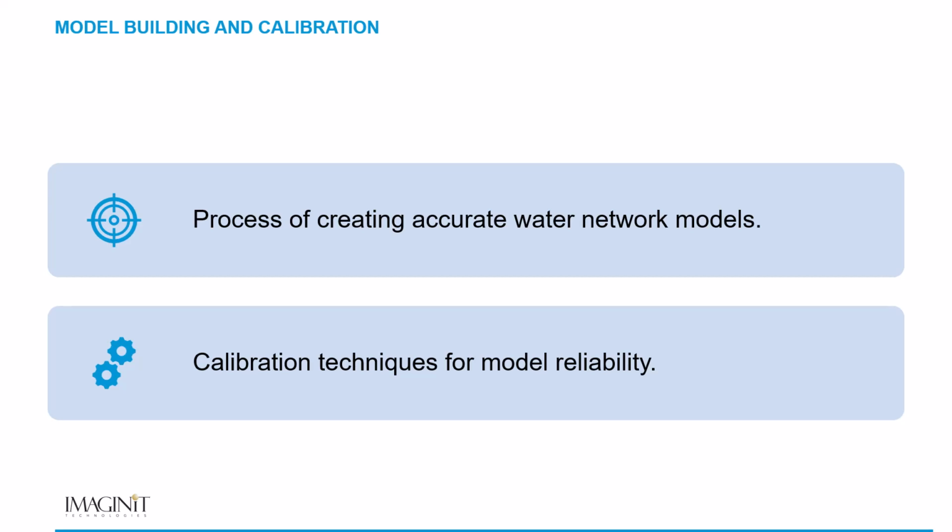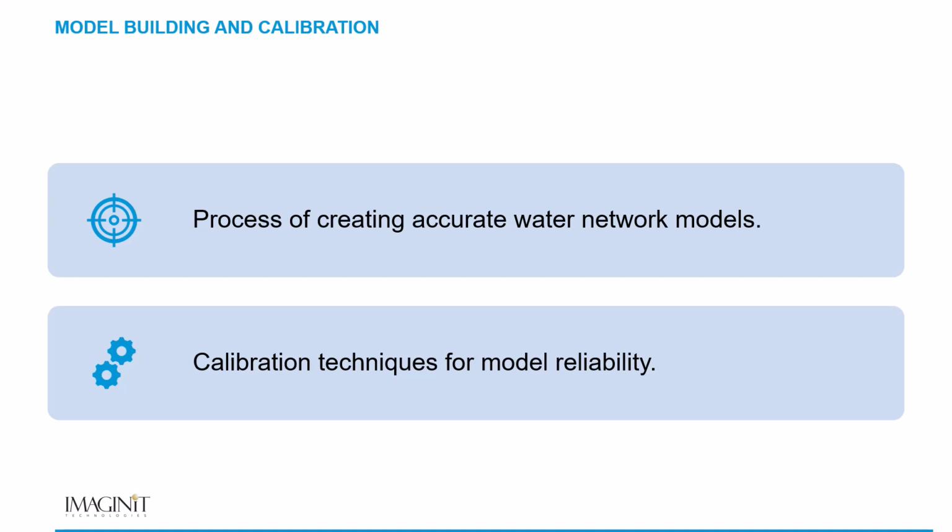Through calibration, InfoWater Pro ensures that the hydraulic model is a true reflection of the physical system. This includes adjusting for pipe roughness, pump curves, and valve settings, enhancing the model's reliability for planning and operational decisions. Accurately calibrated models are instrumental in identifying system inefficiencies and potential improvements, whether it's addressing pressure problems, reducing energy usage, or planning for expansion. A well-calibrated model is a critical asset.